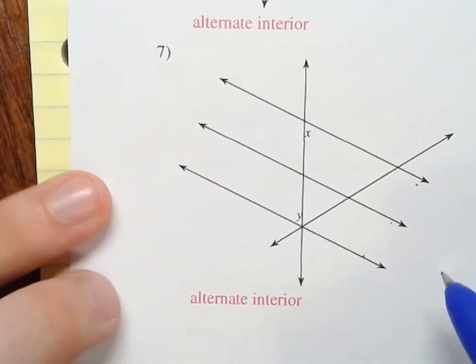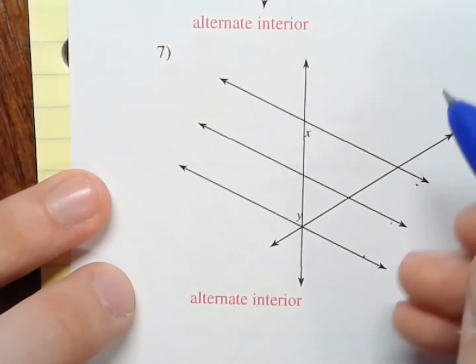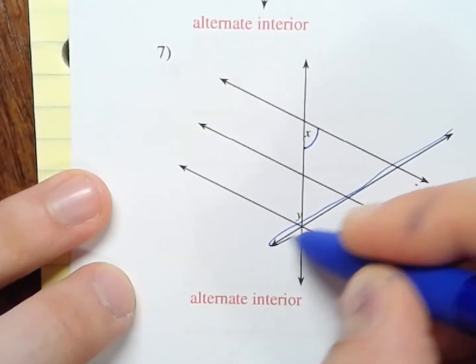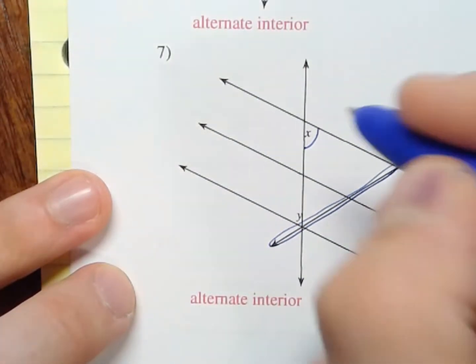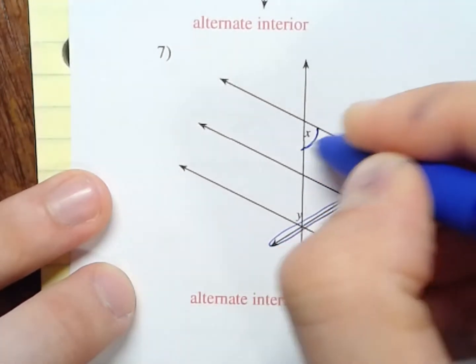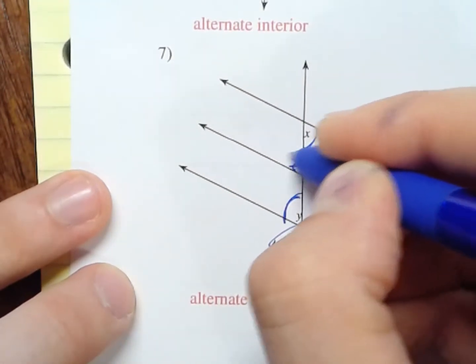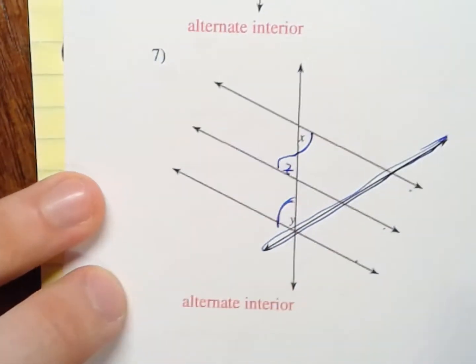Just keep in mind that these are alternate interior because if you notice, this line right here I've just put in to throw you off. So if you ignore that line, these are in fact alternate interior angles. And so if I made that one angle Z, that would also be alternate interior.